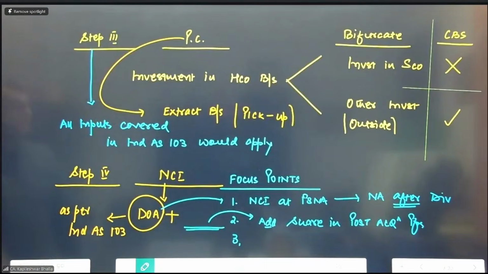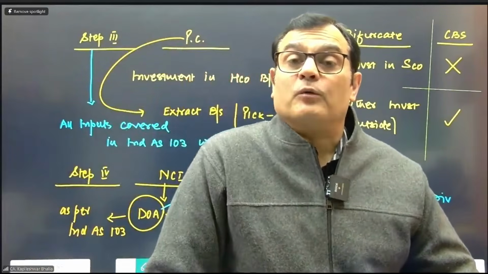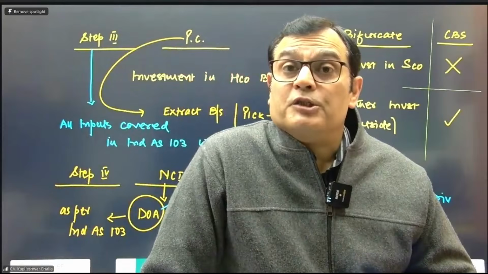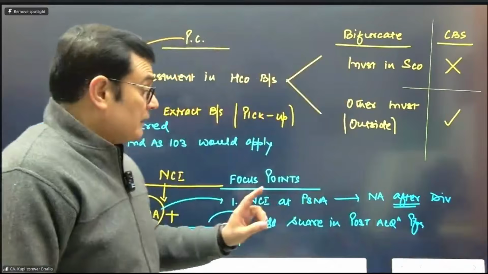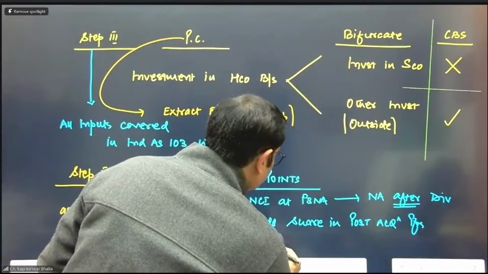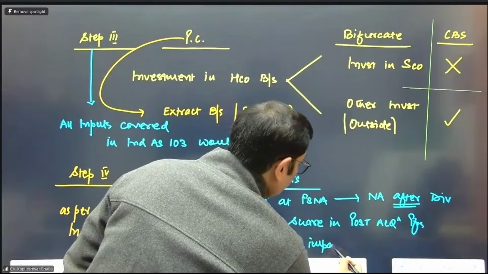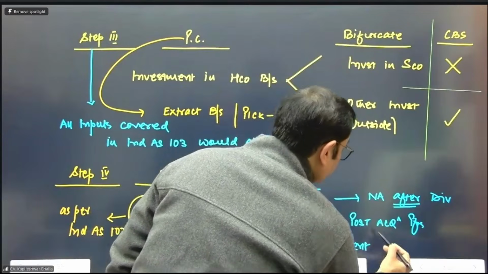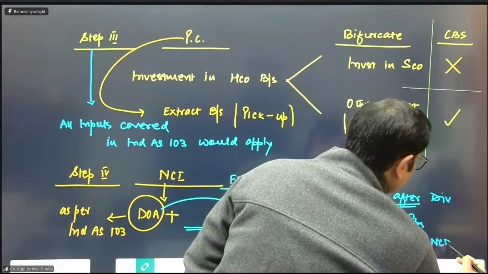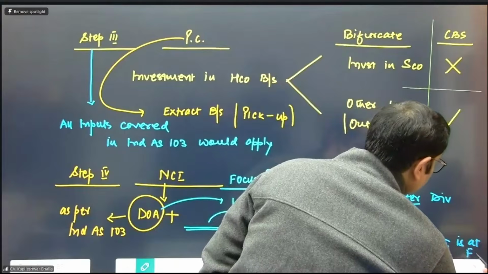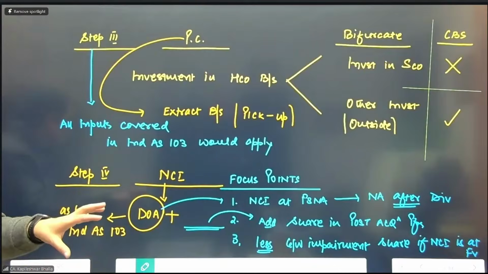And then there is another, third, very important focus point. If your NCI is at fair value, then the goodwill impairment is to be reduced at this stage. So when you consider the NCI calculations, the third focus point is less goodwill impairment share, if NCI is at fair value. So these are the 3 most important input focus points in terms of NCI.